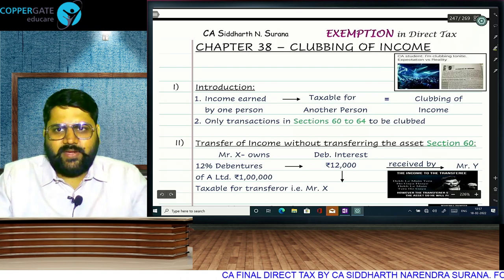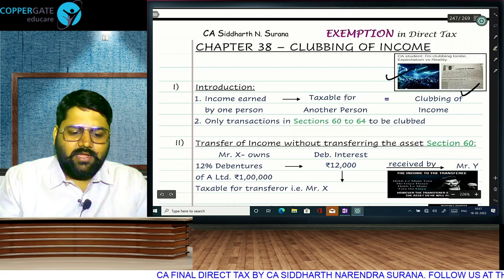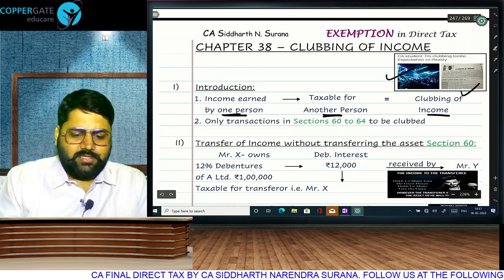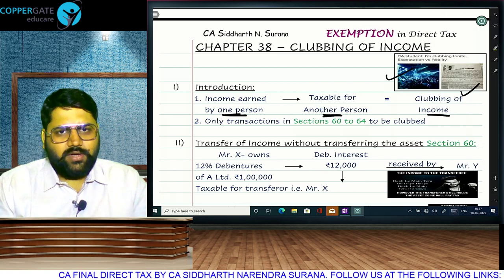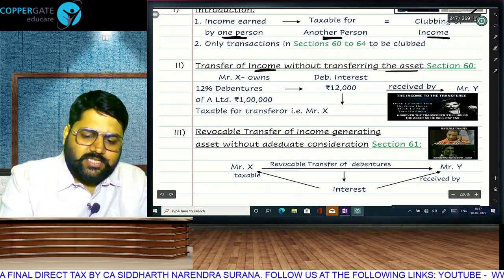CA students, expectation versus reality. This clubbing is not a nightclub wala clubbing. This clubbing is clubbing of income. When income is earned by one person, it will be taxable for another person. It will be clubbing. Only specified transactions are covered. What? Transfer of income without transferring the asset.